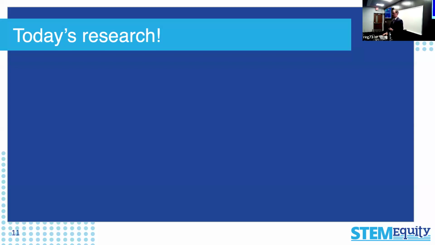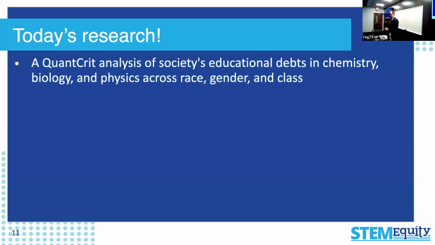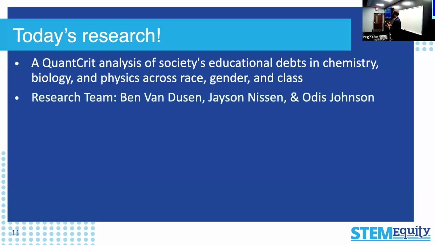Today's research, what we're going to be applying these to, is this study, which we titled A QuantCrit Analysis of Society's Educational Debts in Chemistry, Biology, and Physics Across Race, Gender, and Class. Our research team is myself, Jason Nissen, and Otis Johnson.